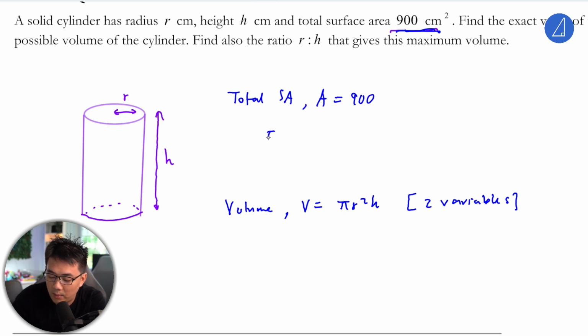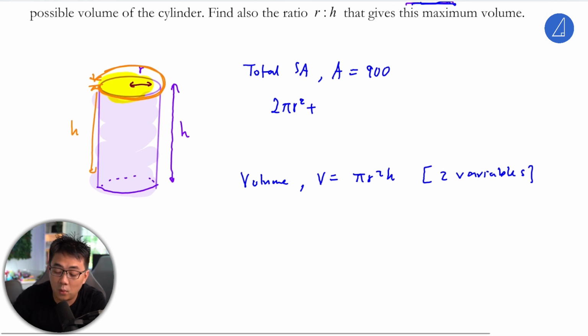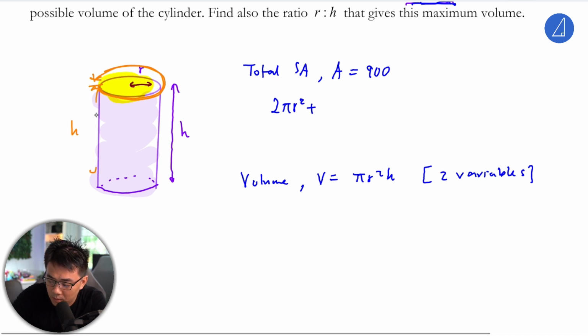So total surface area will be 2 pi r square plus the curved surface area. How do we know the curved surface area? What I usually tell students is to just remember the curved surface area: you take the circumference, multiply by the height, and it will give you the curved surface area. It makes sense, and that's one way to memorize the curved surface area of a cylinder, because this net here is actually a rectangle.